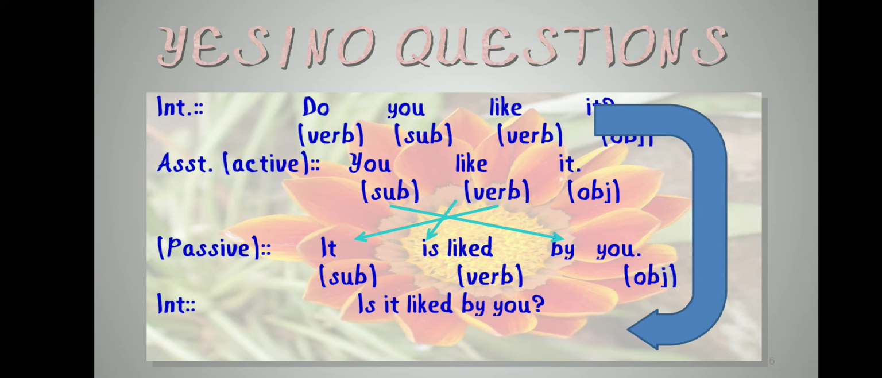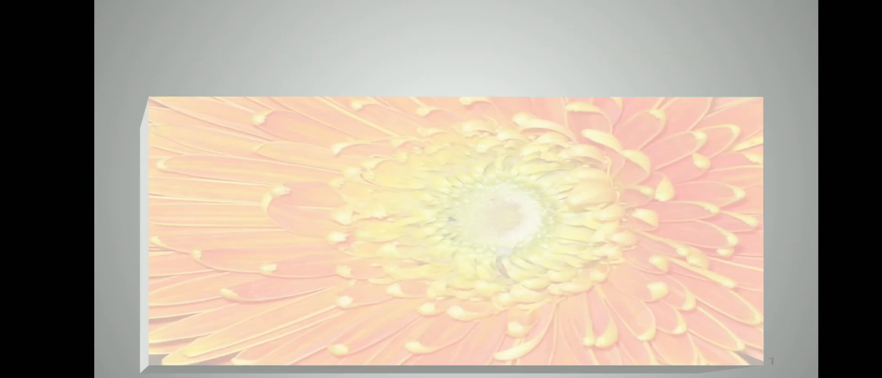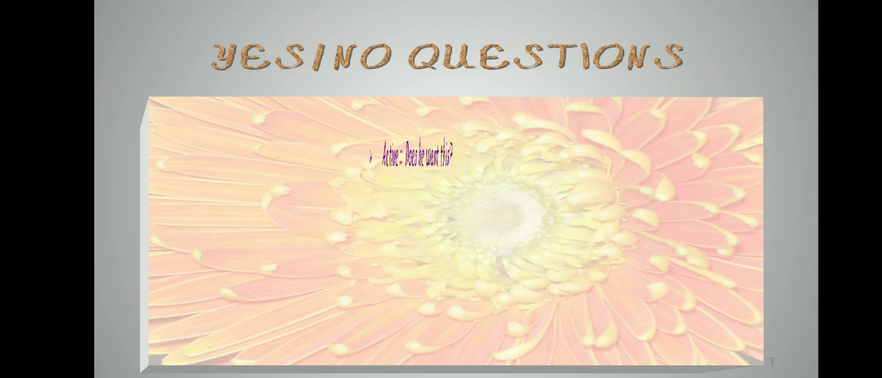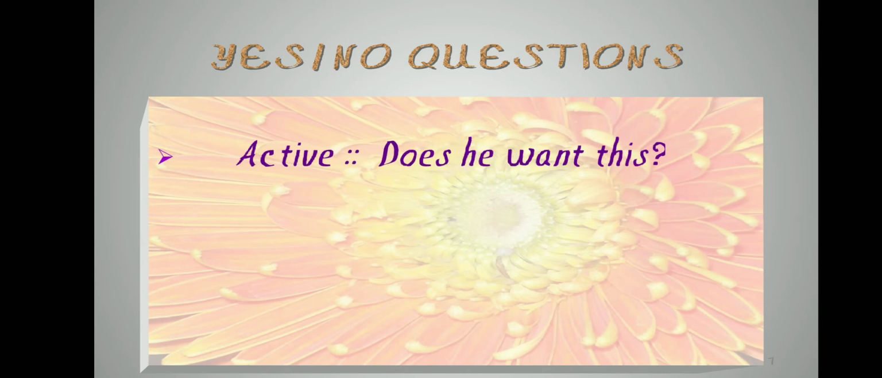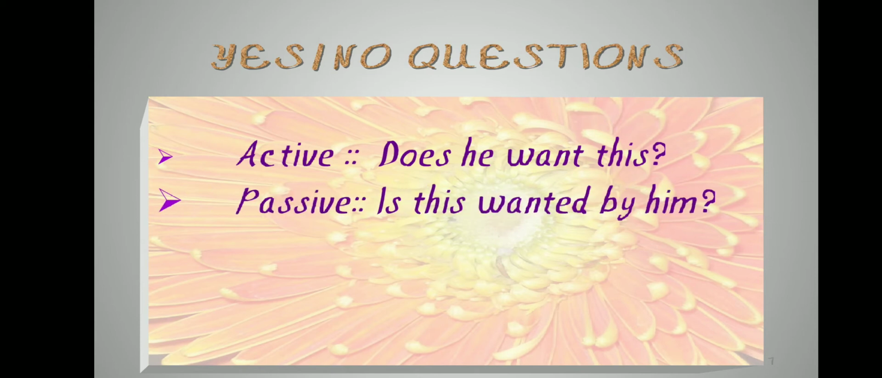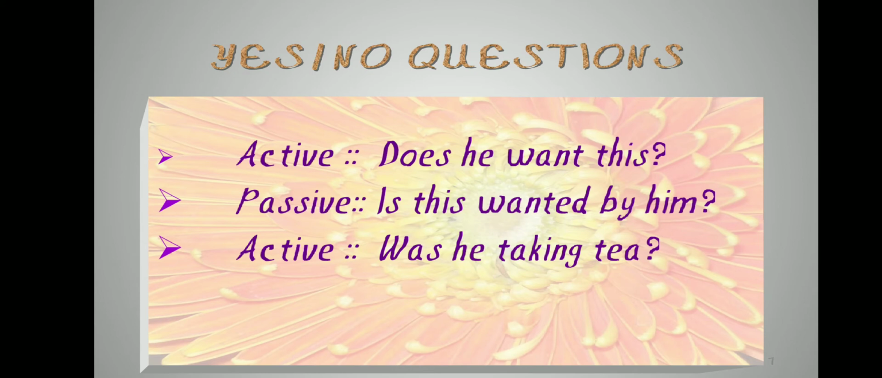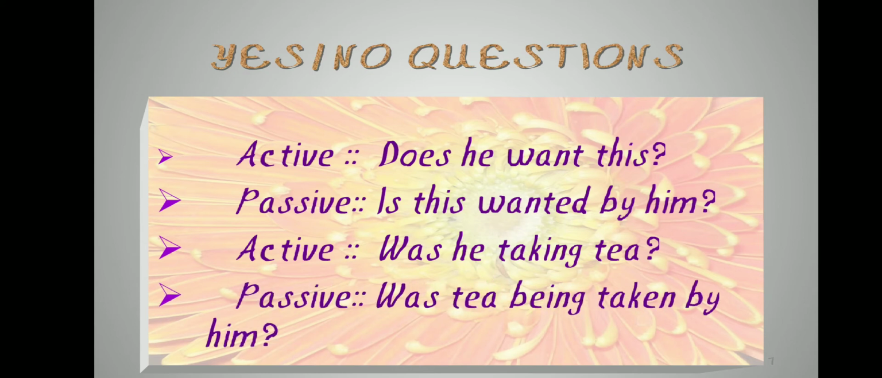That would be your way of changing yes-no questions. That is, do you like it? Is it liked by you? So finally it would be there, but now you'd have to try it in 4 steps. So let's have some examples. Examples on yes-no questions. Active: does he want this? Passive: is this wanted by him? Active: was he taking tea? Passive: was tea being taken by him? So that's how we may change yes-no questions into passive voice or vice versa.